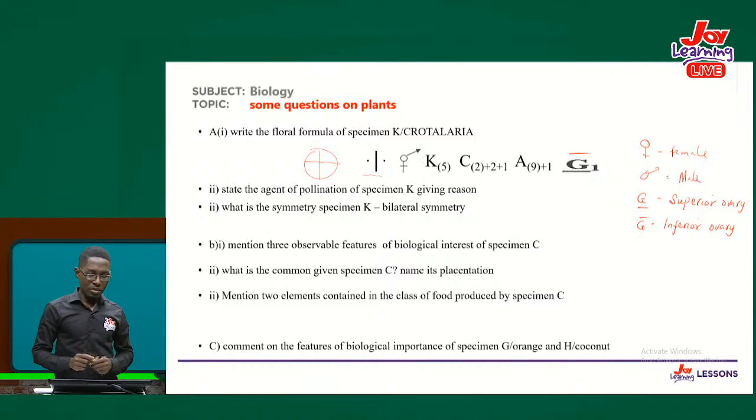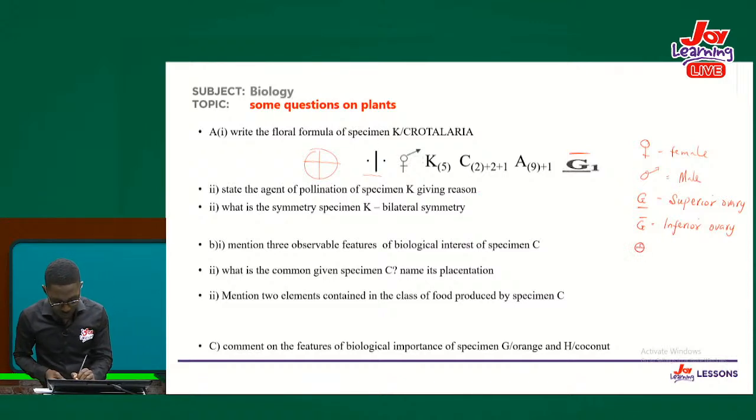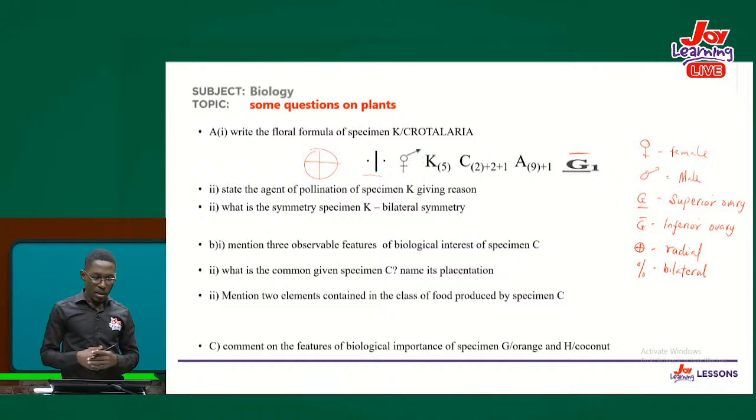Now, what is the symmetry? As we showed here, the sign on your screen for the flower of crotalaria, the symmetry is bilateral. So this is bilateral. This one is radial. And this one is bilateral.